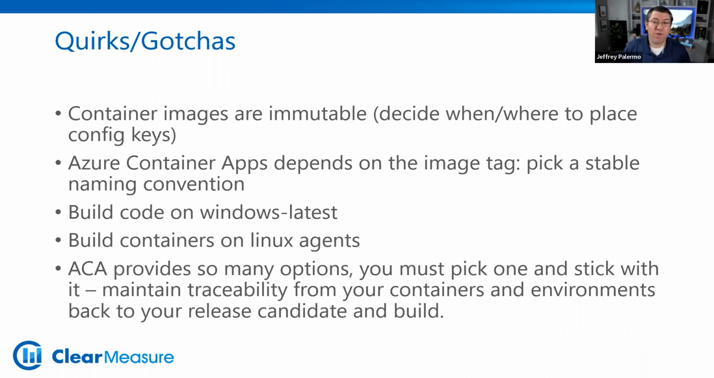Also, you're going to want to build your code on Windows, like integration build on Windows, because most of us have Windows dependencies. And so if you have any Windows dependencies in your build chain, then you want to have your code run on Windows, whereas you're going to actually have the jobs or the part of the pipeline that builds the containers on Ubuntu latest, okay, on the Linux agents. And that does a really good job with the simple Docker file and containerizing a directory of files into a runnable container. And Azure Container Apps does have a lot of options, but you just got to pick one and stick with it, and then maintain traceability from your containers and environments back to your release candidate and your build.